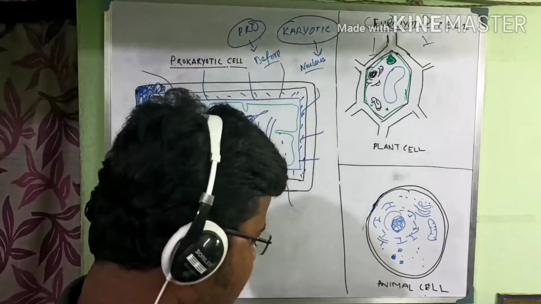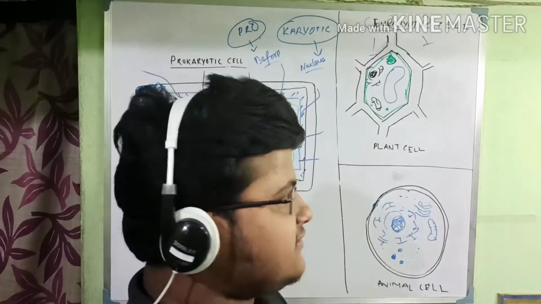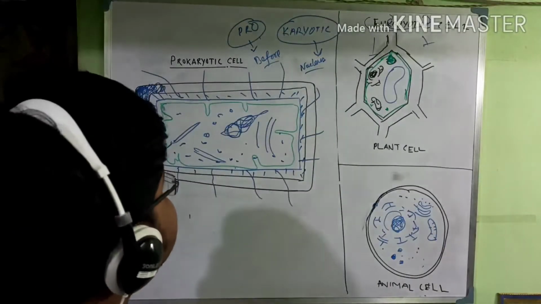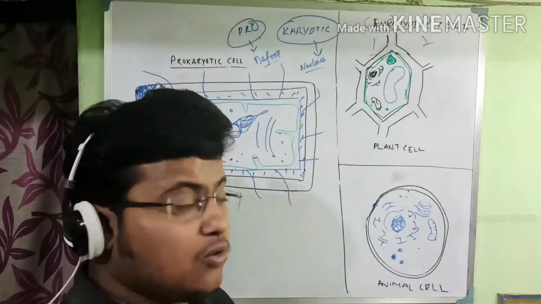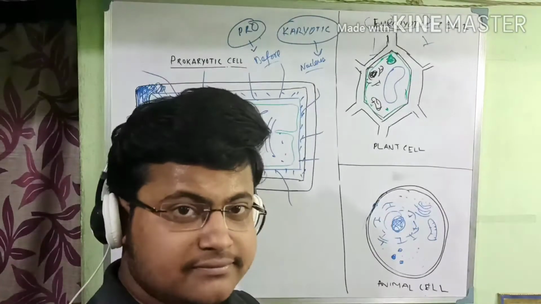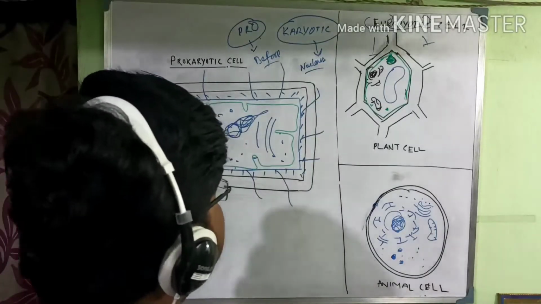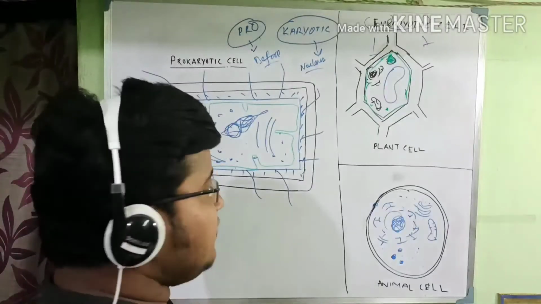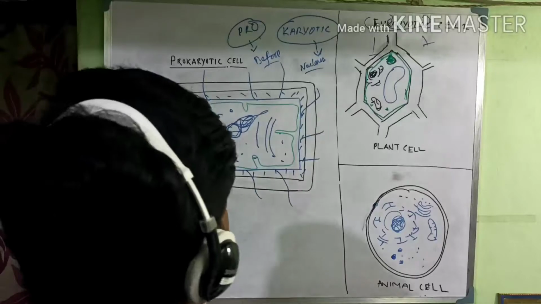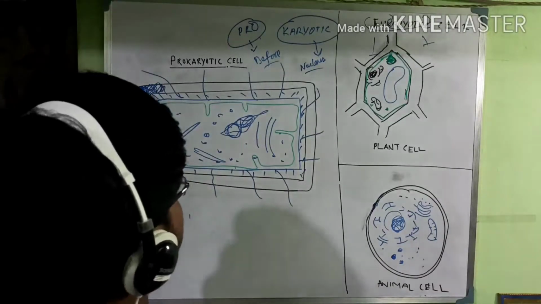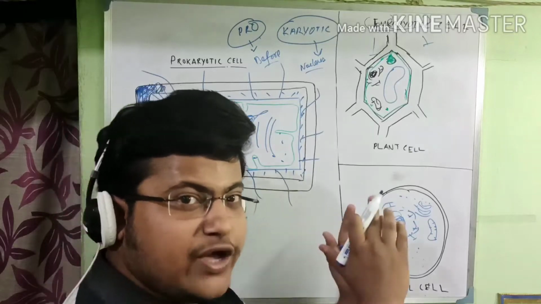Now I will first start from the prokaryotic cell, that is, how the prokaryotic cells are made up. What is the composition of the prokaryotic cell? In this video I will go very deep into the prokaryotic cell. The bacterial cell or prokaryotic cell has a distinct structure from the eukaryotic cell.